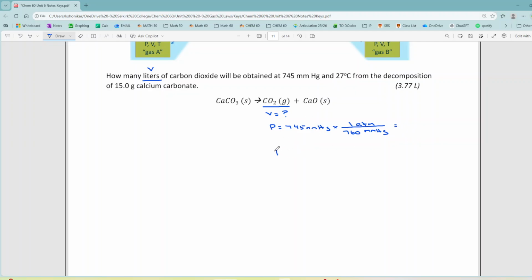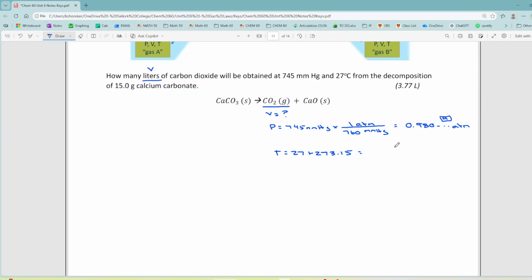And the temperature is 27 degrees, and again, I'm going to go straight to changing that to kelvins. Let's just get these two answers. So 745 divided by 760. I have to store this. So 0. And again, this is exact, so we don't use it in our sig figs. So 0.980 dot dot dot, and I'm going to store this as A.